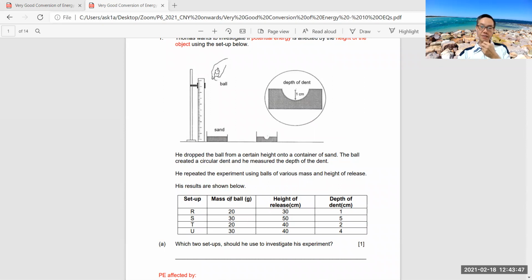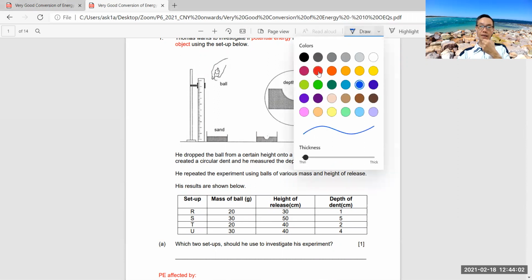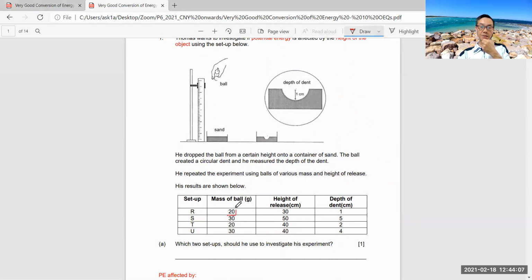Of course, you can see here, can you choose the first set with the same mass, perhaps 20 gram, but they are released at different height? So from here, let me use this pen to highlight to you. Here, can you see this is 20 gram and this is setup R? Yes. And can you choose another setup with 20 grams? Of course, there's only one here, which is T.